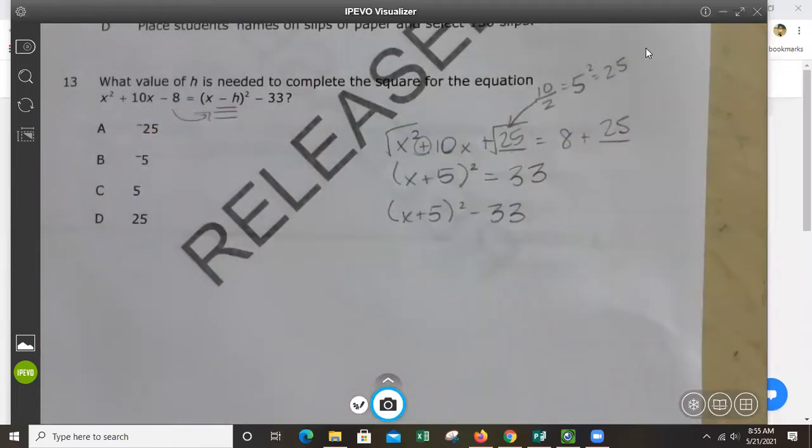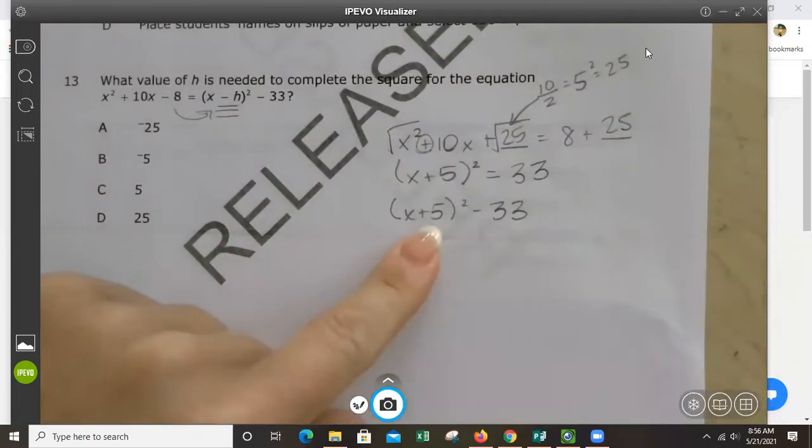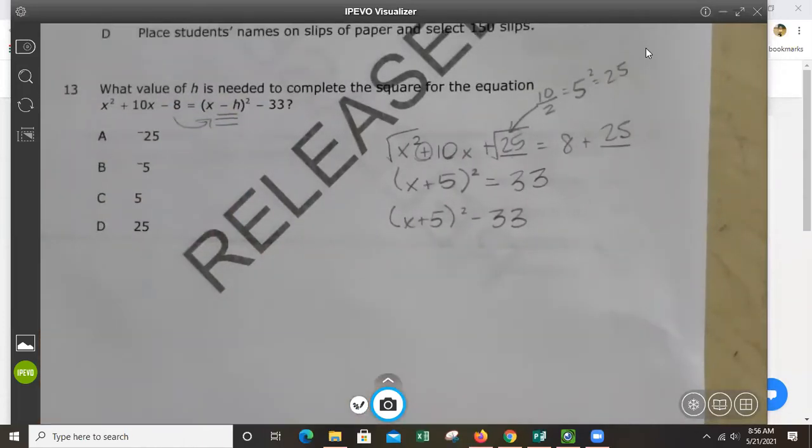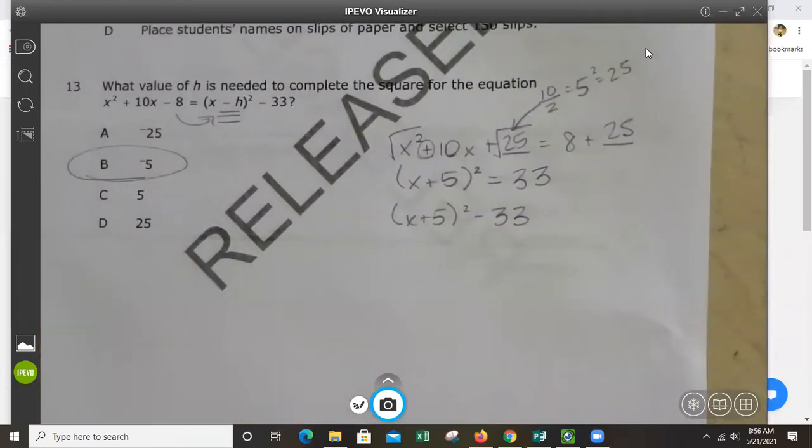What does that say in there? It says minus H, right? But mine says what? How can I make this positive? What kind of number does it have to be in there? It has to be a negative. So it's going to be negative what? 5. Some of you will put 5 because you've got the 5 inside there, but you have to be careful of what it says. All right, so what if you do it on Desmos?